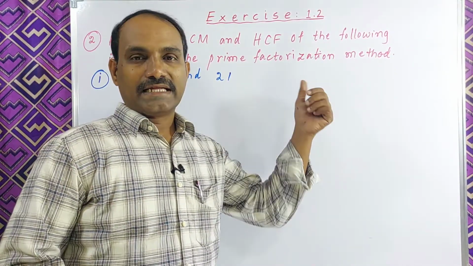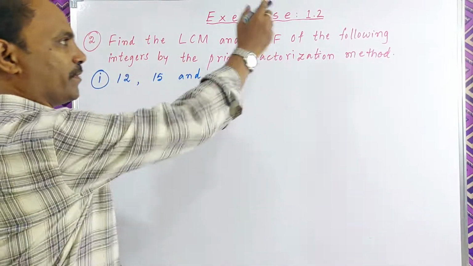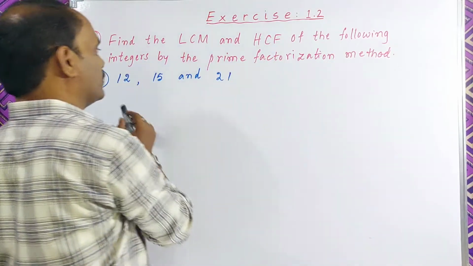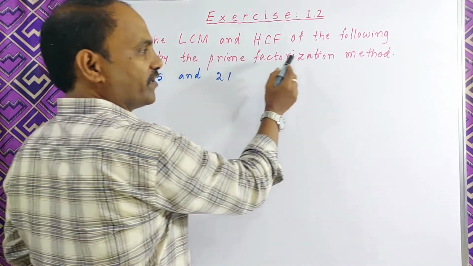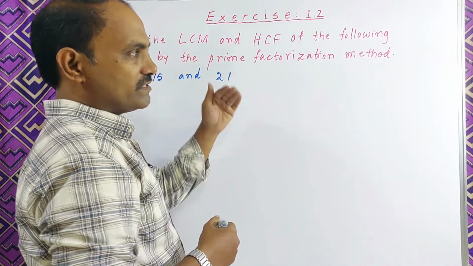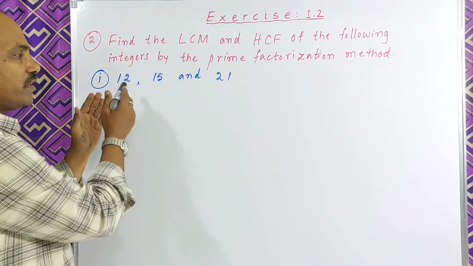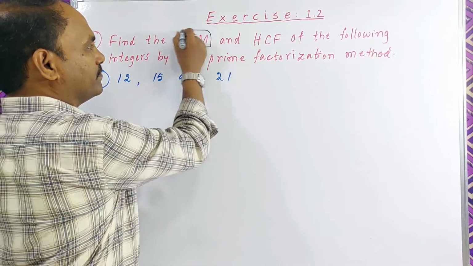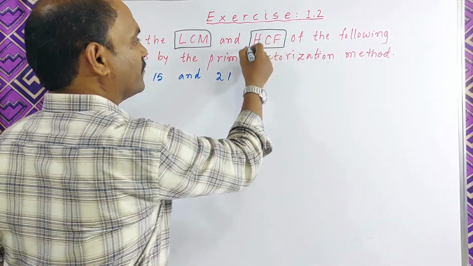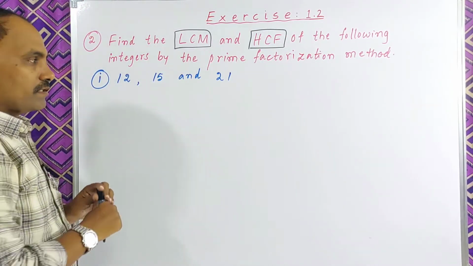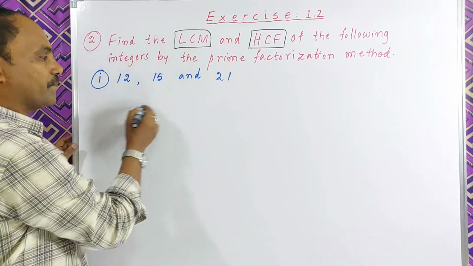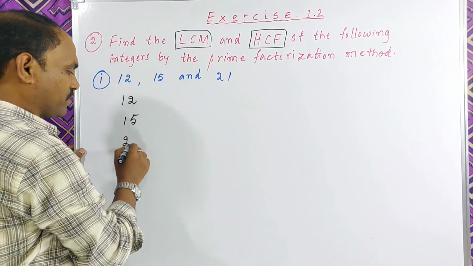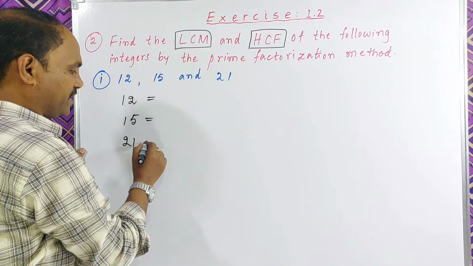Okay students, let us check the second question from exercise 1.2. Find the LCM and HCF of the following integers by the prime factorization method. By using prime factorization, we are going to find the HCF and LCM of these numbers. So first we are going to write them as products of prime factors: 12, 15, 21.